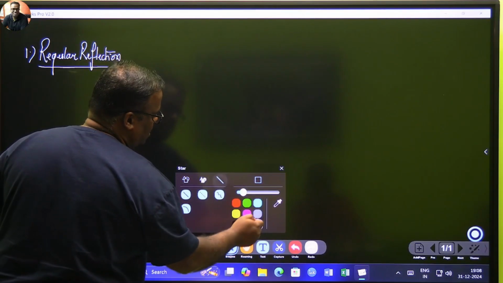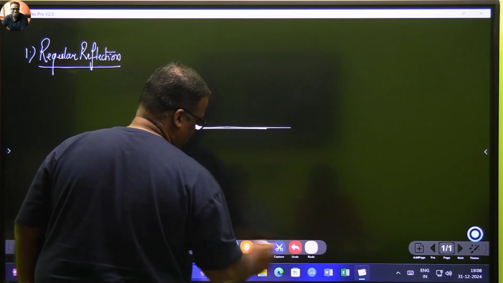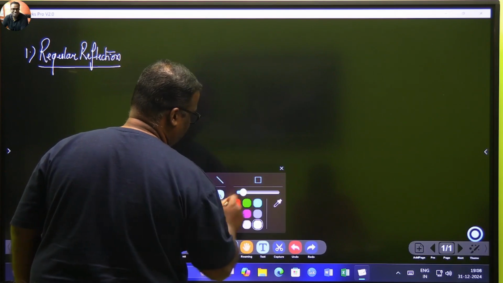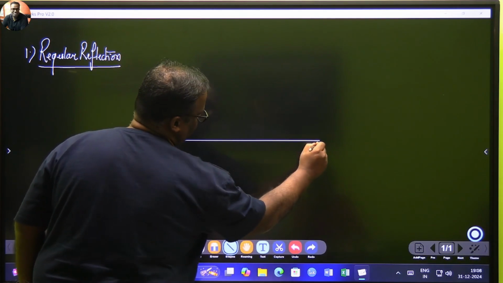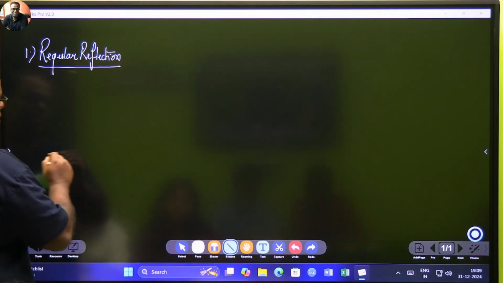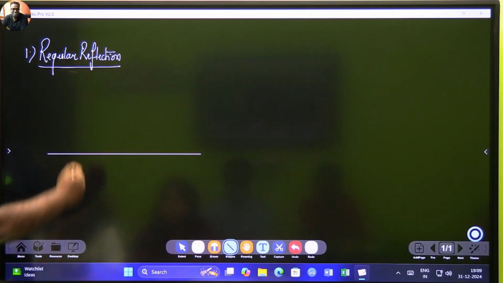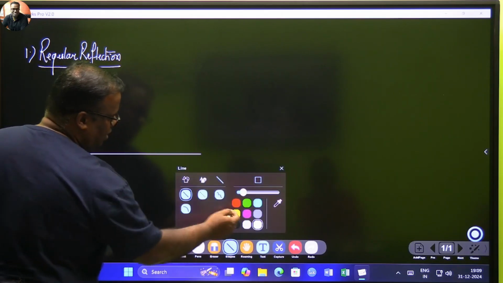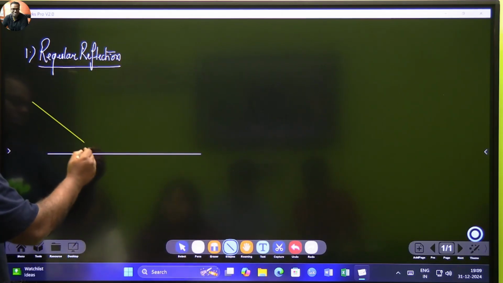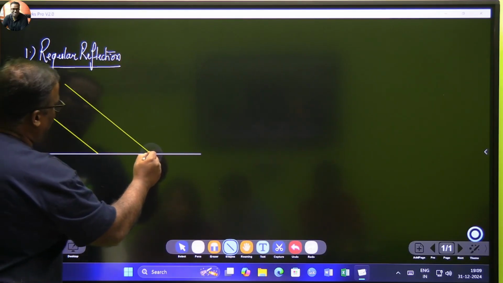Okay, so let's see regular reflection. Let's say we have a reflective surface. This is my reflective surface. Try to understand, then everything will be very clear. Let me draw it here. Let's say I have a reflective surface, and let's say a beam of parallel rays is incident on it.